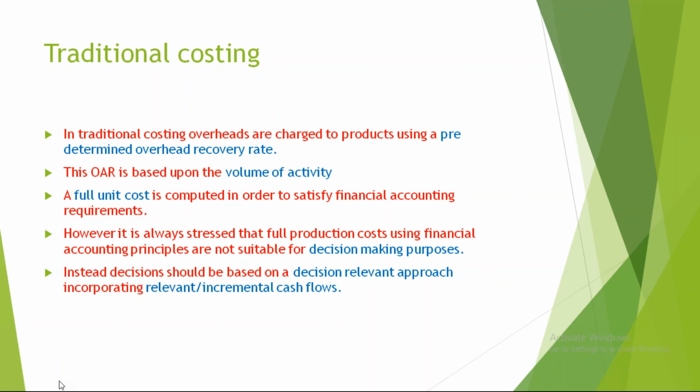$15. So if I don't do that order for $20, at least I will not have that $5 which I can recover for my overhead. I will not be recovering. I will be losing because I'm not going to do that order and I just lose that money. Isn't it? So because of that, for short-term decisions, we use something called relevant costing, which is incremental cash flow.